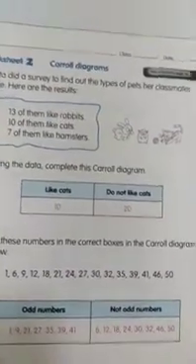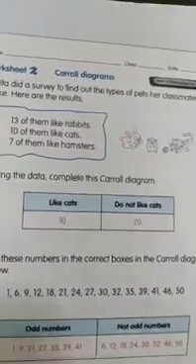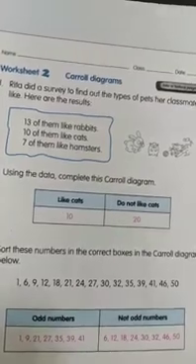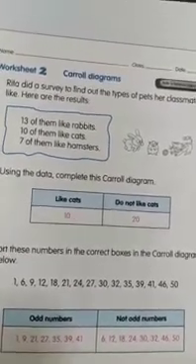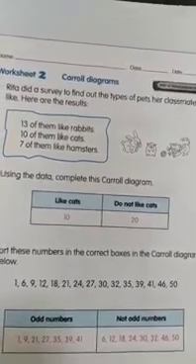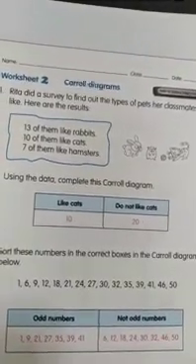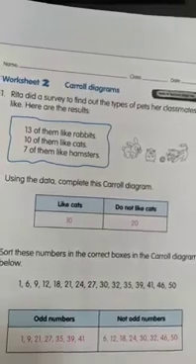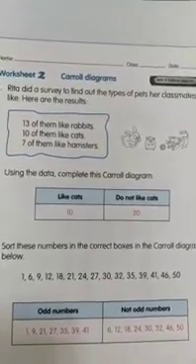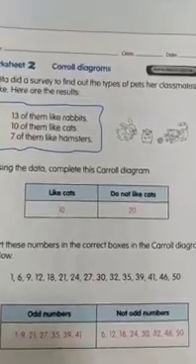Take a look again at the numbers. Odd numbers are 1, 9, 21, 27, 35, 39, and 41. Not odd numbers are 6, 12, 18, 24, 30, 32, 46, and 50. Write down the answers in your workbook.